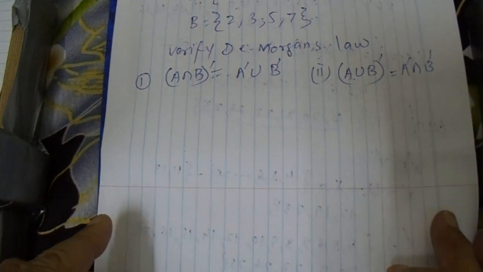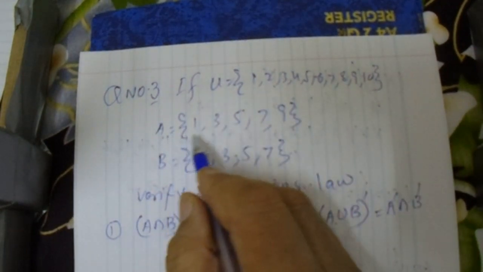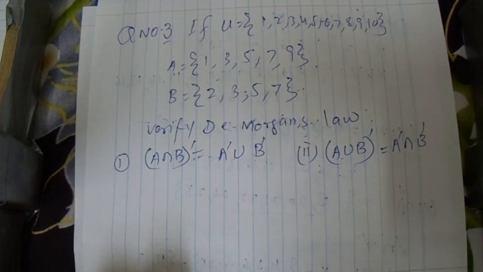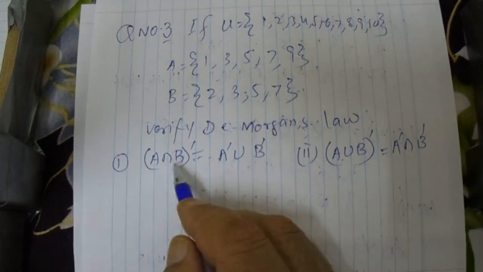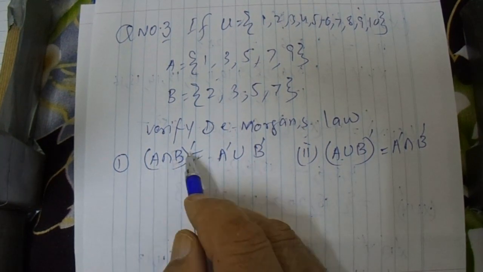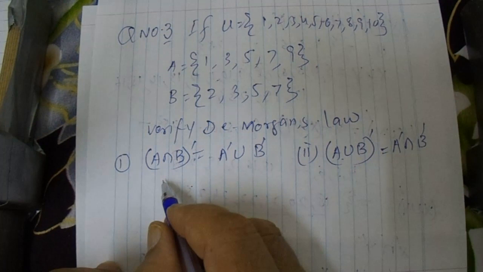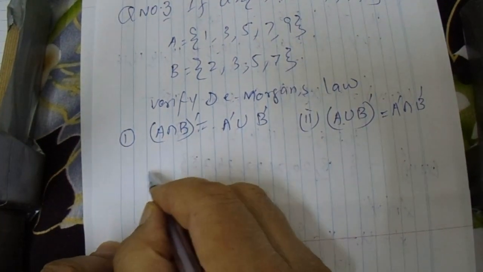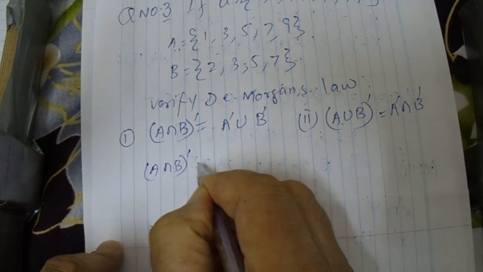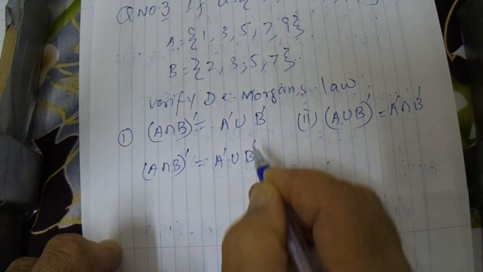Now this is question number 3. If U is equal to this, A is equal to this, and B is equal to this, verify the De Morgan law. There are two De Morgan laws: (A intersection B) complement equals A complement union B complement. First we take this, and write (A intersection B) complement is equal to A complement union B complement.